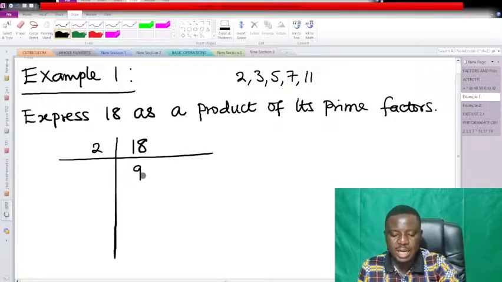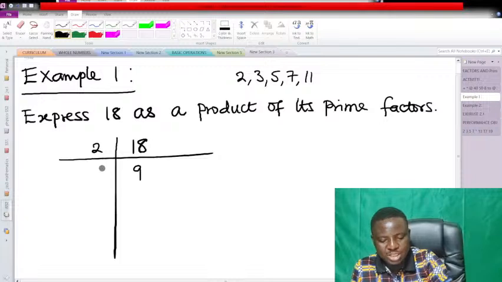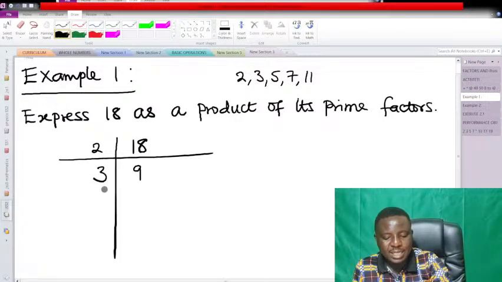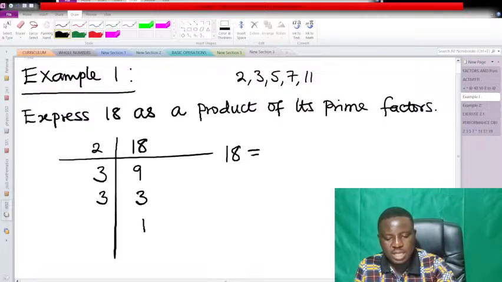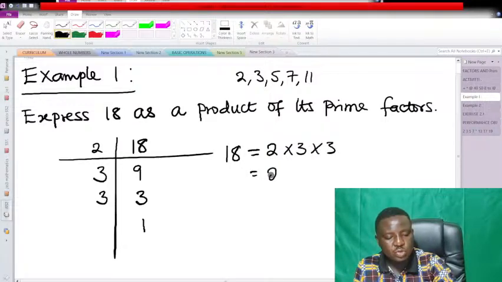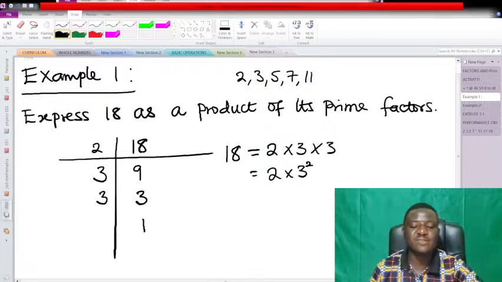So 2 into 9, it cannot. So I'll pick the next, which is 3. 3 into 9 is 3. Can 3 still divide 3? Yes, so continue. 3 into 3 is 1. And at this point, you stop. So 18 can now be expressed as a product of its prime factors as 2 times 3 times 3, which is written as 2 times 3 raised to the power of 2 in index form.